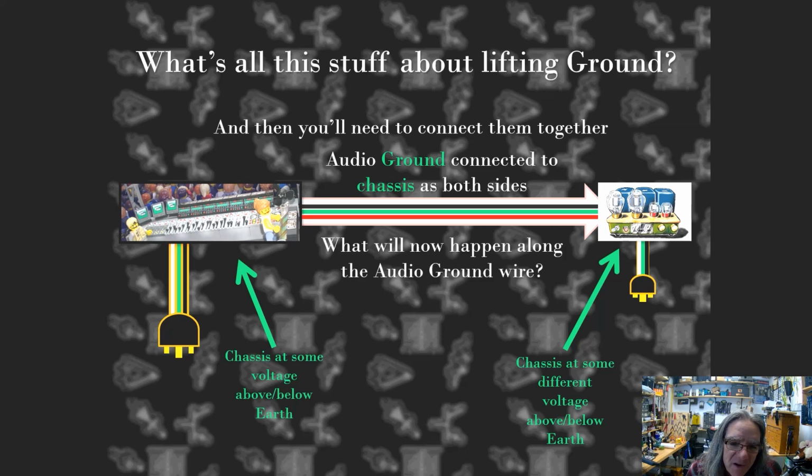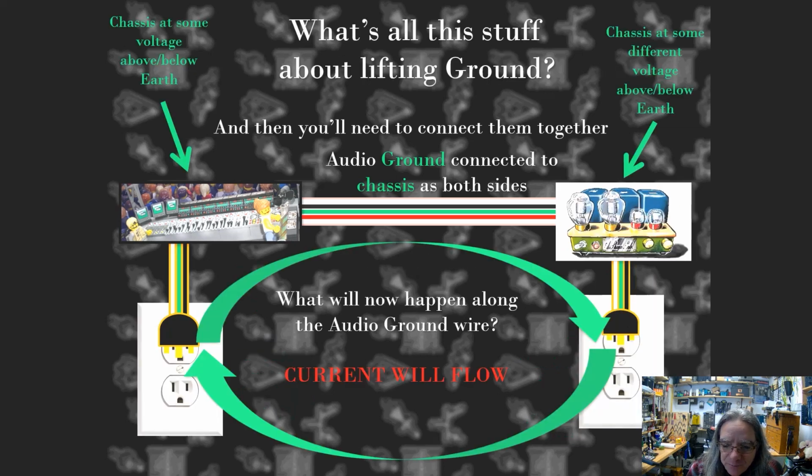So what's going to happen along that audio ground wire now? We know that there's one voltage on the mixer ground, a different voltage on the power amplifier ground. So if they're at different voltages, then current is going to flow through them. So let's just take a single moment in time, because this is all AC, so current's going to be flowing back and forth. But at any single moment in time, we see current flowing from the mixing console through the audio ground to the power amplifier.